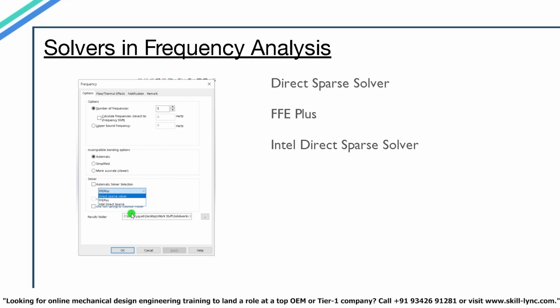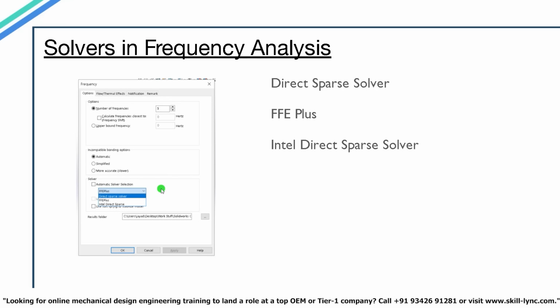Based on our simulation, we can either select them manually or click on the automatic solver selection checkbox to automatically choose them. How they work and the specifics behind the working of each of these solvers is beyond the scope of this video. What I'll do is give you a brief explanation as to where these solvers are used. The automatic solver selection is the default option which is given to almost all types of simulation modules, be it static, buckling, thermal, or frequency.